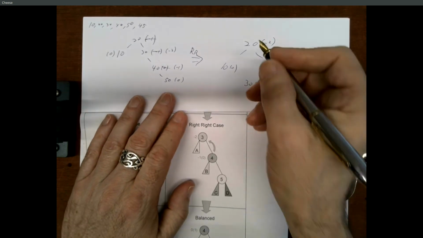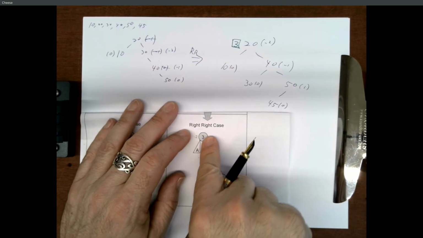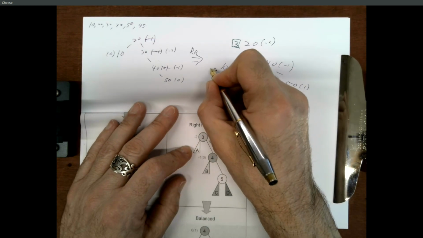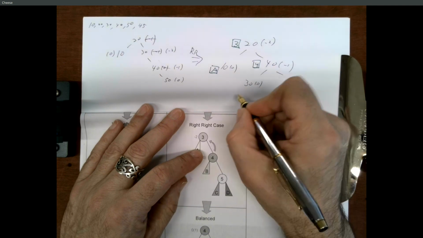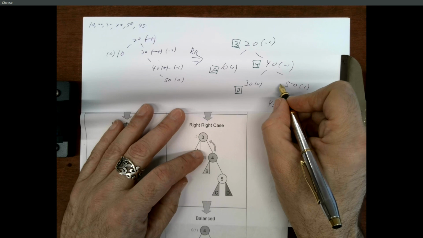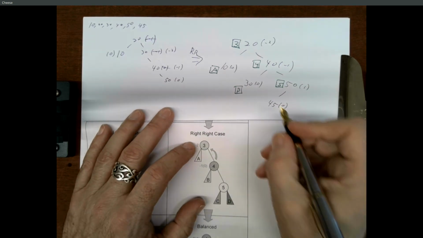So let's do this one sort of carefully. So let me put our annotations from here in boxes. So this is our subtree A. This is our node 4. This is our subtree B. This is our node 5. And C and D are the children. They're not going to change.